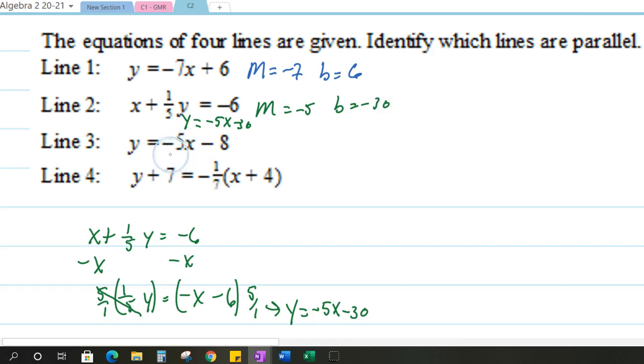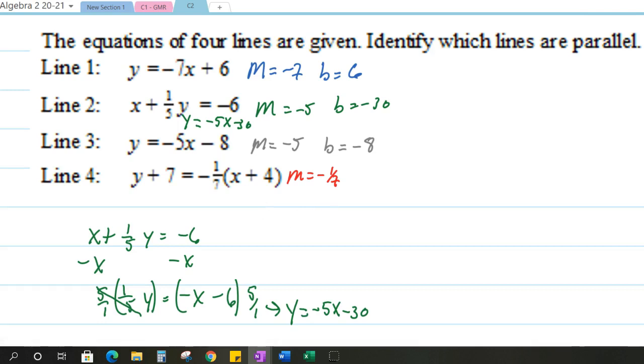The next one in the line, again, is done for us, which is really nice. -5 is our slope, so m equals -5, and our b is equal to -8. And the last one is in point slope form. That's fine. I'm going to steal the slope. M equals -1/7. And if I need the b, then I can come back and find it.